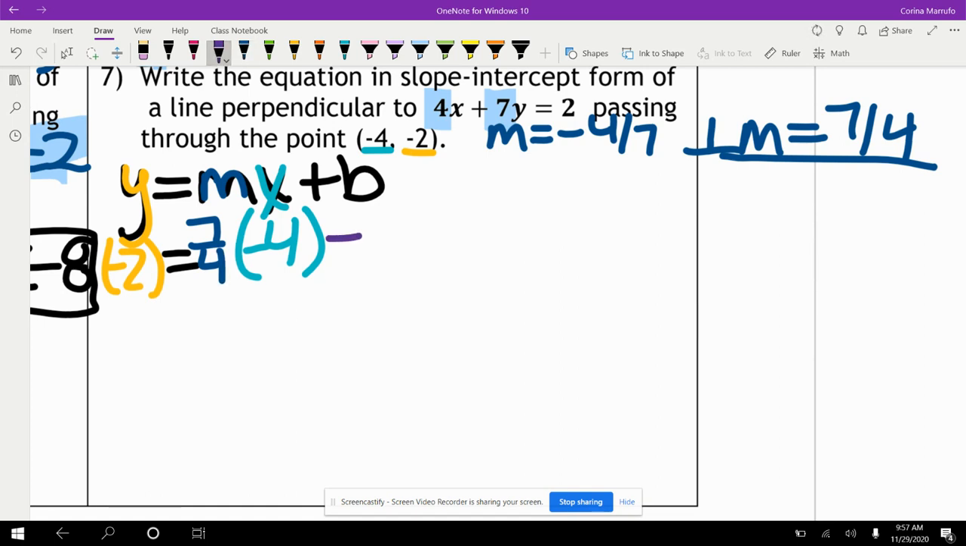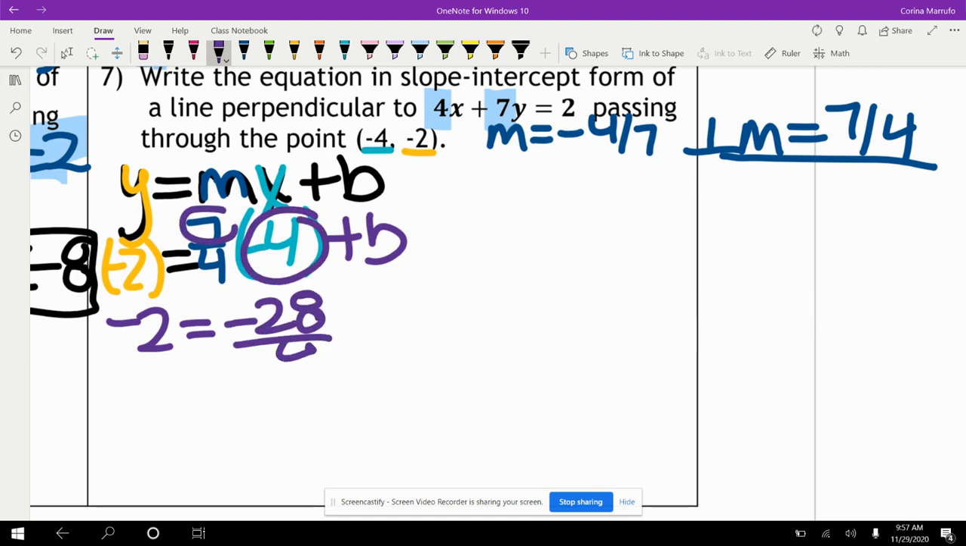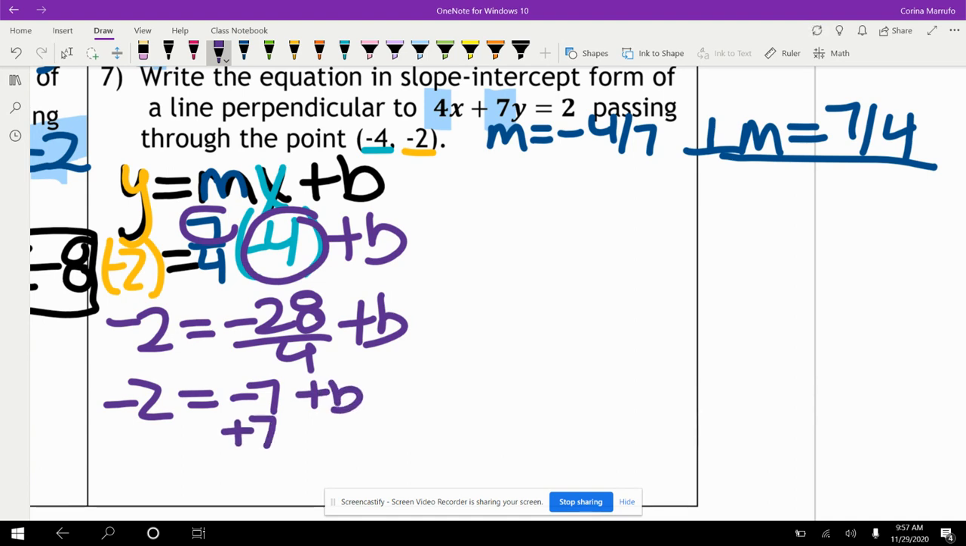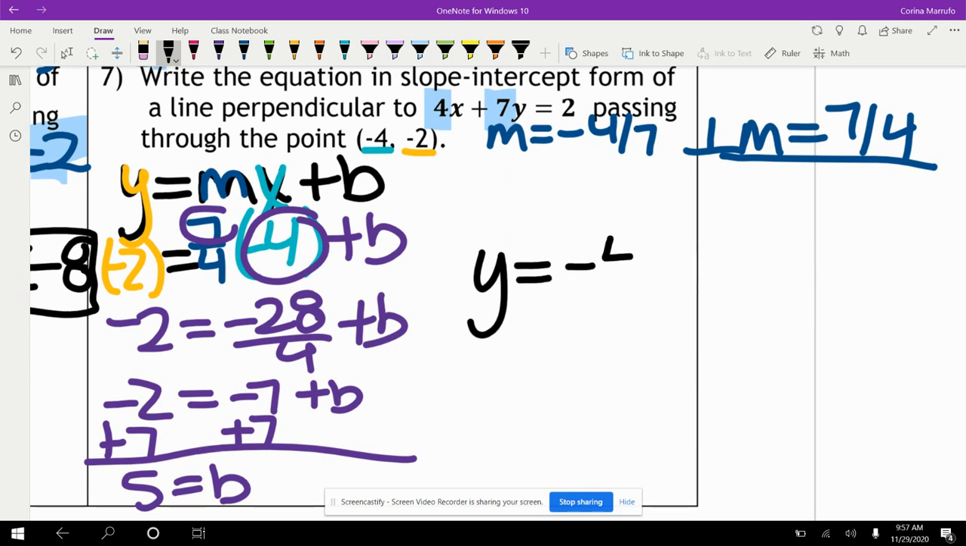And then we're trying to figure out what our y-intercept is. So we have negative 2 equals, we multiply the top ones only. 7 times negative 4 gives us negative 28, and this is over 4 plus b. Negative 28 divided by 4 gives us negative 7 plus b. And our last step to solve for b is to add 7 to both sides. That gives us 5 is equal to b. So the equation of our line is y equals negative 4 over 7x plus 5.